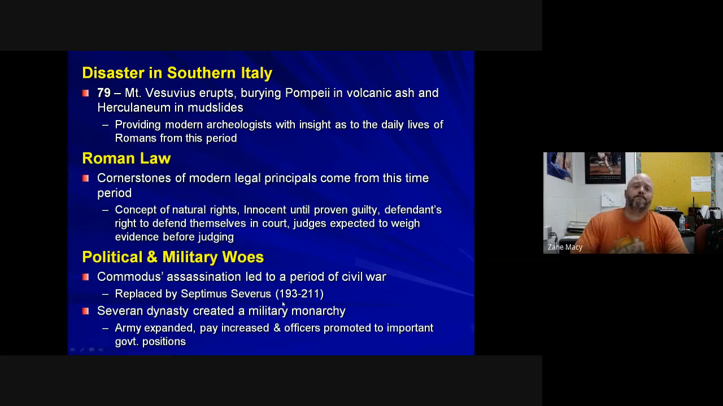Now, in the year 79, Mount Vesuvius erupts, burying Pompeii in volcanic ash and Herculaneum in mudslides. Now, modern archaeologists have been able to go to the site at Pompeii, and they've been able to uncover so much that was preserved in the eruptions. It was just like time stopped. All the volcanic ash that literally buried people before they had a chance to run.